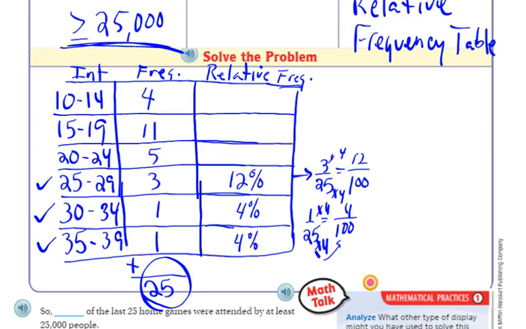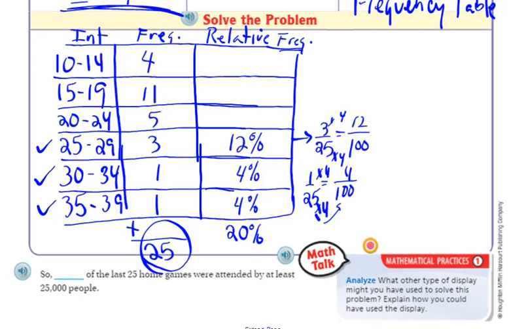Now we want the total percent, which means we're going to add these 3 up here. So I got 12 plus 4 plus 4. That means I'm going to have a total of 20% that were greater than or equal to 25,000. All right, so let's finalize these answers down below here. So the final answer here is 20% of the last 25 home games were attended by at least 25,000 people.